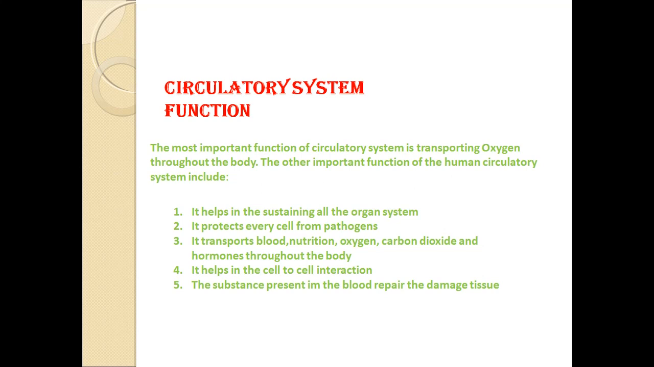It also transports the blood, nutrients, oxygen, carbon dioxide, hormones. Hormones are nothing but the chemical substances which help in coordination between the cells and the tissues of the organ systems in the body of the different living organisms. It helps in cell-to-cell interactions. The substances present in the blood will repair the blood tissues. The tissues which get damaged will be repaired by the help of the different substances present in the blood. So circulatory system is very important in transporting the oxygen throughout the body.